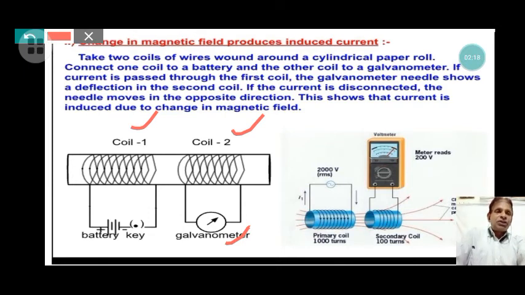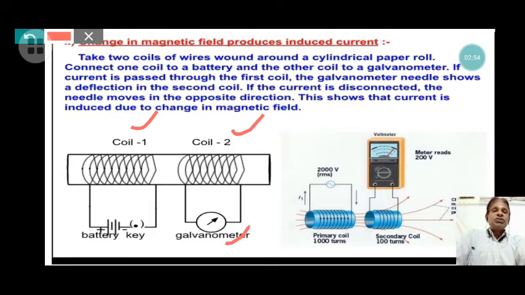Here, the galvanometer needle shows a deflection in the second coil. If the current is disconnected, the magnetic field associated with the primary coil also changes with respect to the second coil. Due to the changing of the magnetic field associated with the first coil, electric current is also produced in the second coil, but in the opposite direction, and the pointer of the galvanometer deflects in the opposite direction when the switch is off.